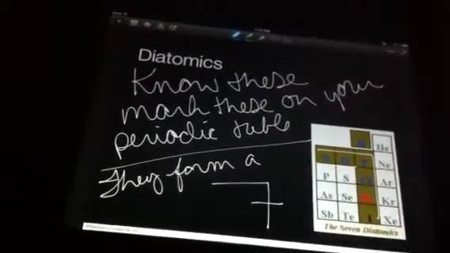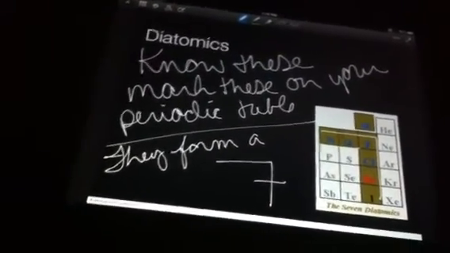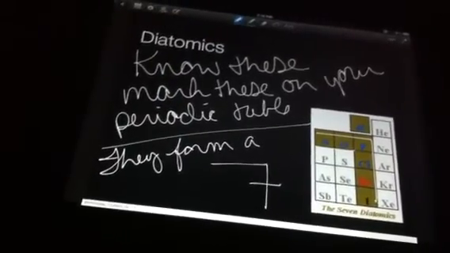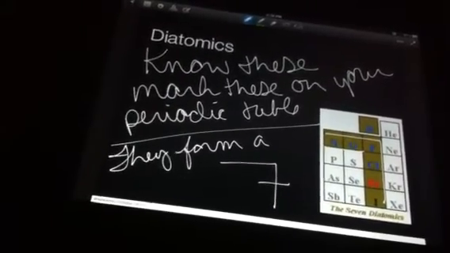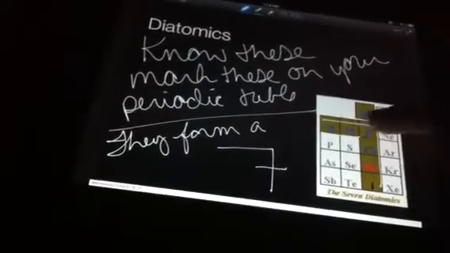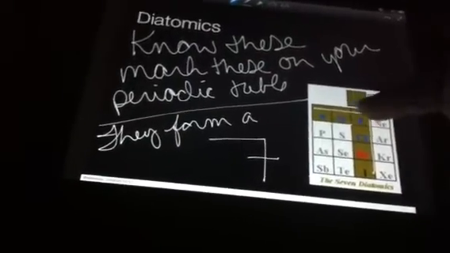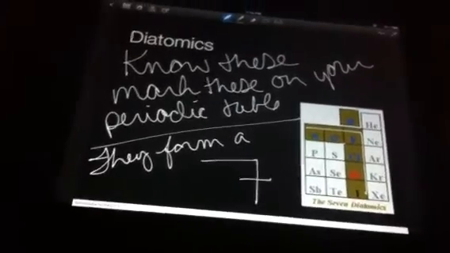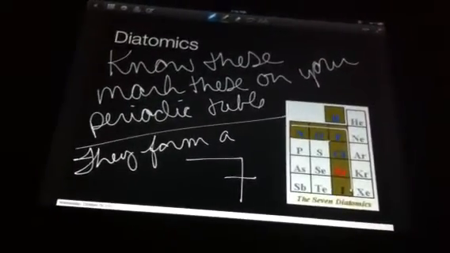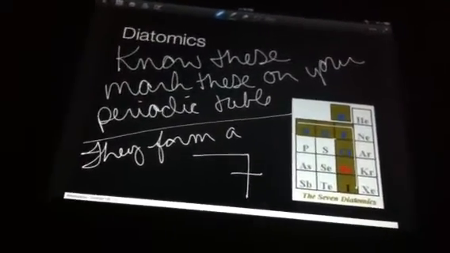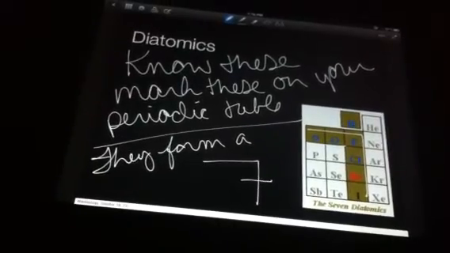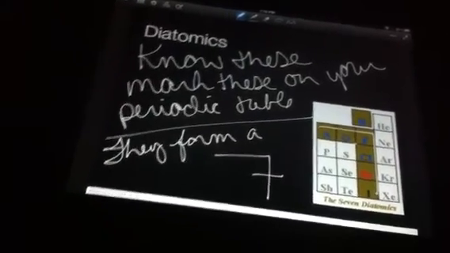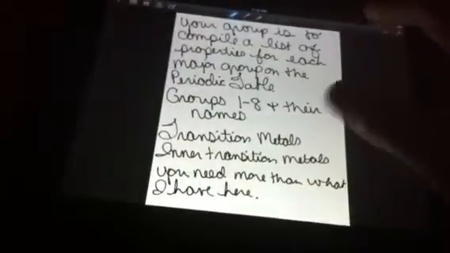Diatomics. I can't express enough how much you need to know these. There are 7 on the periodic table, and I'm encouraging you to mark your periodic table up. They form a 7. Nitrogen, oxygen, fluorine, chlorine, bromine, iodine, and hydrogen. Hydrogen's the only one that's not present in that 7 shape. Mark these up on your periodic table. Don't lose them because you're going to need them when you go balancing equations.